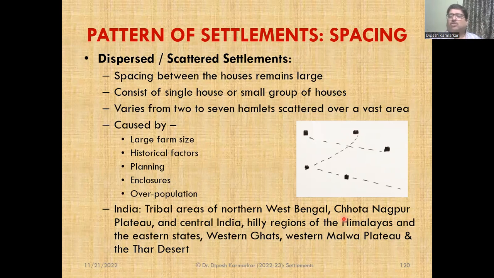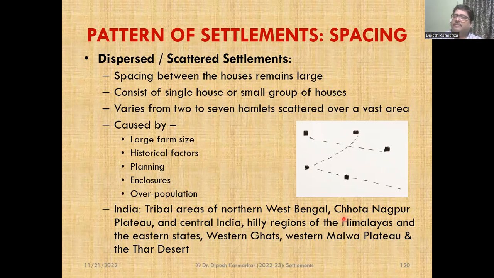Sometimes there are certain historical factors because of which the settlements in the area tend to be away from each other. Or sometimes whenever planning is done, in many Western countries, for example, even the rural areas are very well planned. In such planning, it may be a planning decision to keep the settlements away from each other instead of bringing them too close and leading to congestion and other related issues.